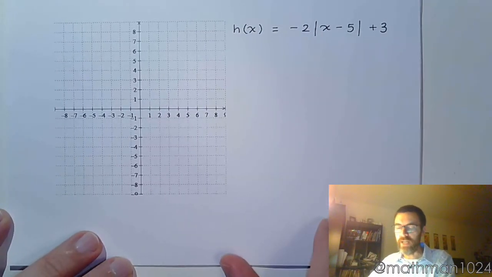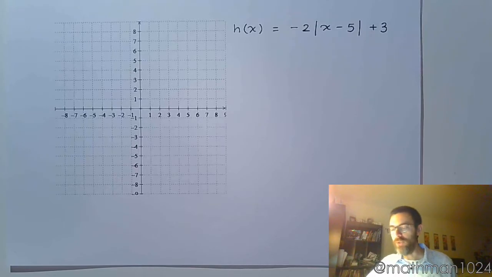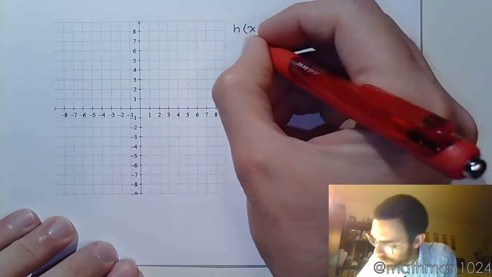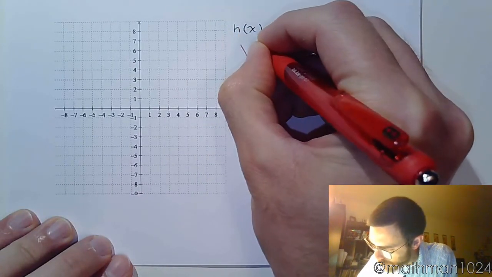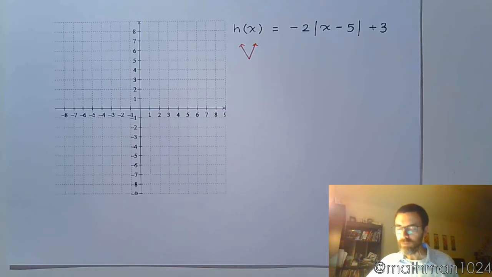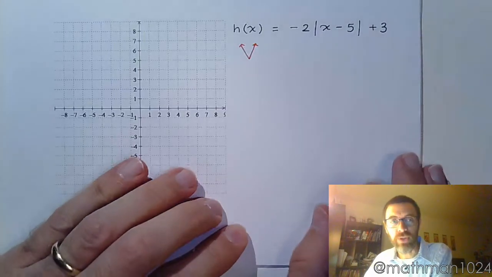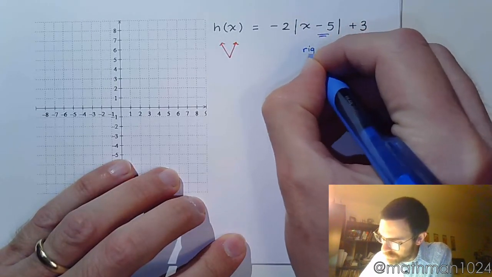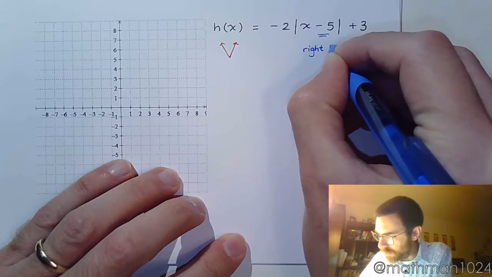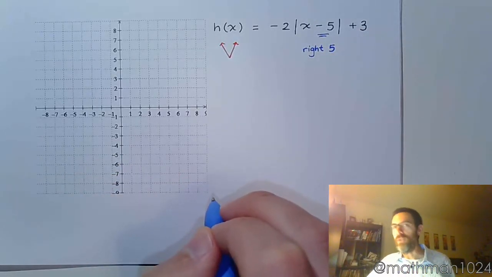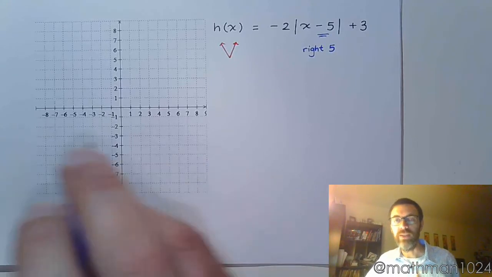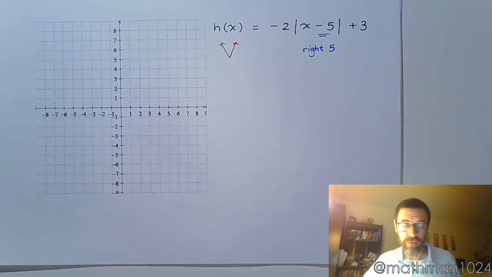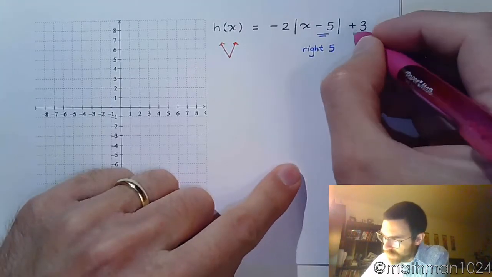H of x is equal to negative 2 times the absolute value of the quantity x minus 5 plus 3. Since it's absolute value, we know that we have a v shape. Now we have some stuff going on inside the function, so I see the minus 5, which means I need to go to the right 5, and it has nothing to do with the absolute value. It has everything to do with the fact that the minus 5 is inside your main function, inside your parent function.